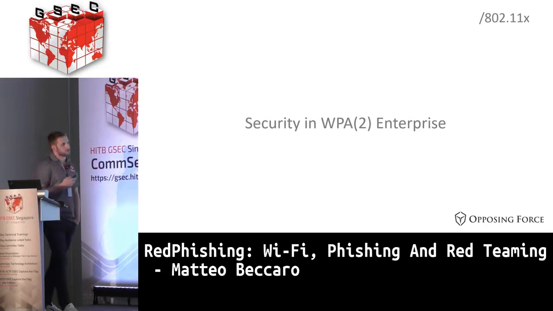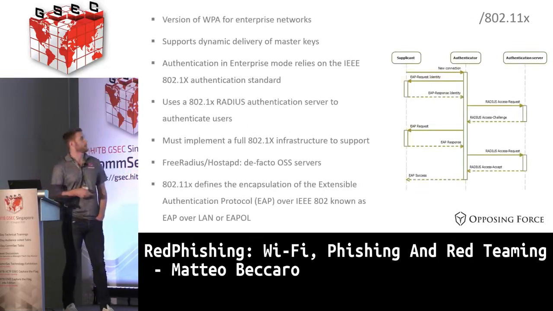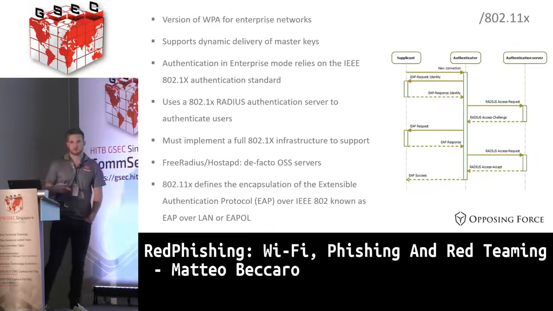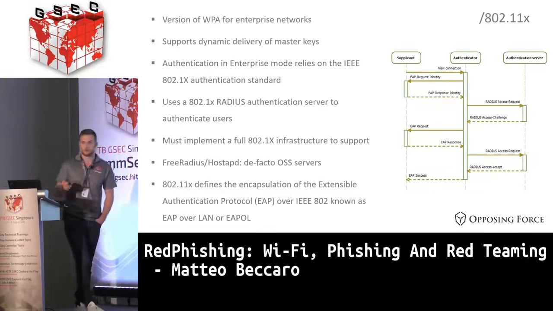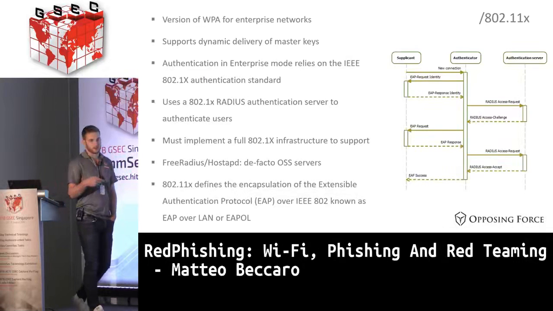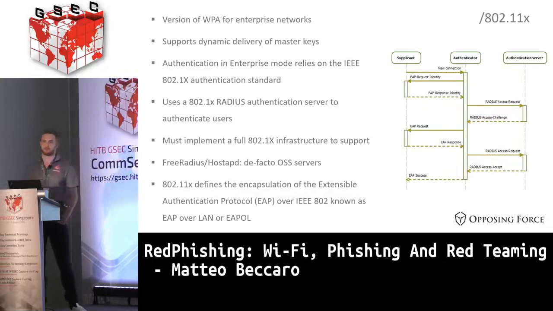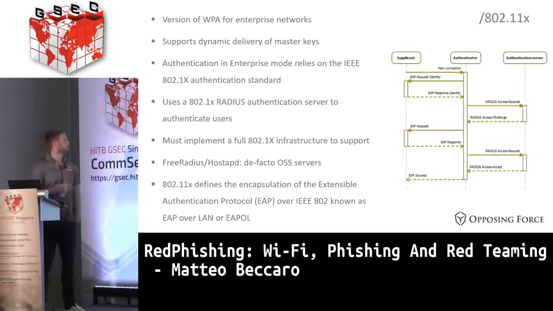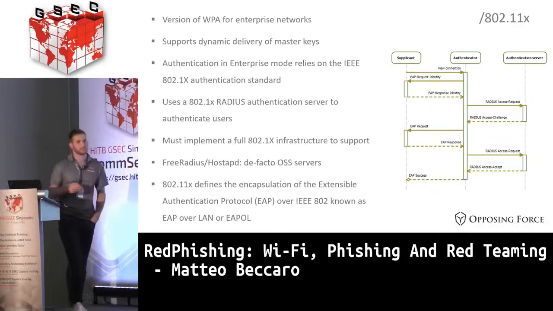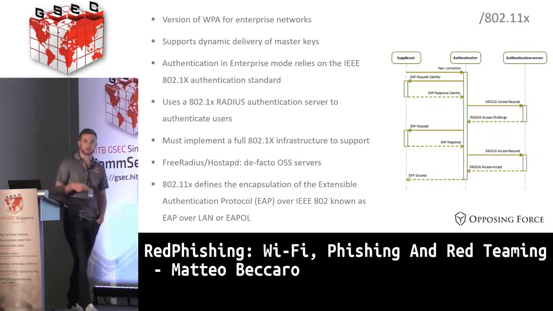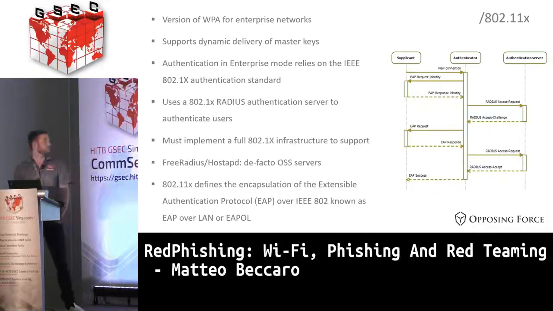So what's the security in WPA Enterprise? WPA Enterprise supports dynamic delivery of master keys. That means that every user has his own password and therefore his own encryption key. And so even if I know the key to access the network, I cannot decrypt the traffic of other users. The authentication relies on the 802.1X authentication standard, that basically gives me a framework in which I can create my own authentication methods, the EAP methods, and that depends on the infrastructure that I want to build.